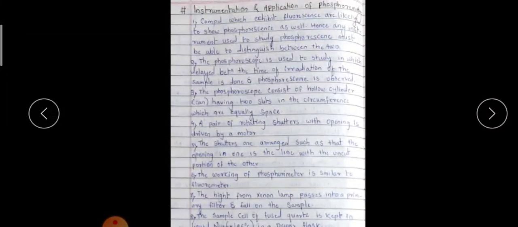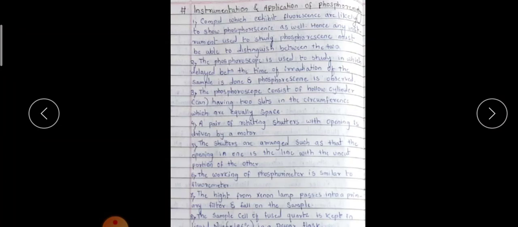We are today going to talk about the instrumentation and the application of phosphorimetry. Yesterday we talked about the instrumentation and the applications of the fluorimeter. In that we have seen single beam fluorimeter, double beam fluorimeter and its application, their working and the construction that we already seen. Same way we have to talk today about phosphorimetry.